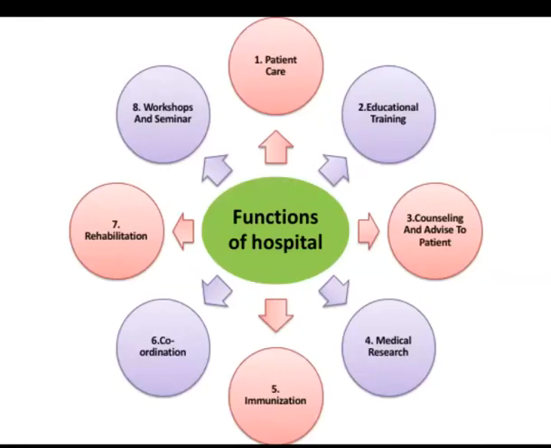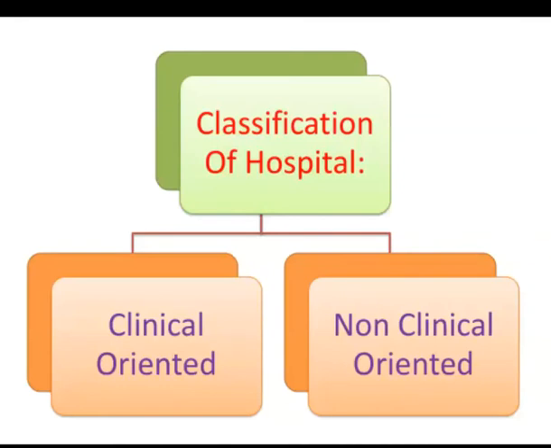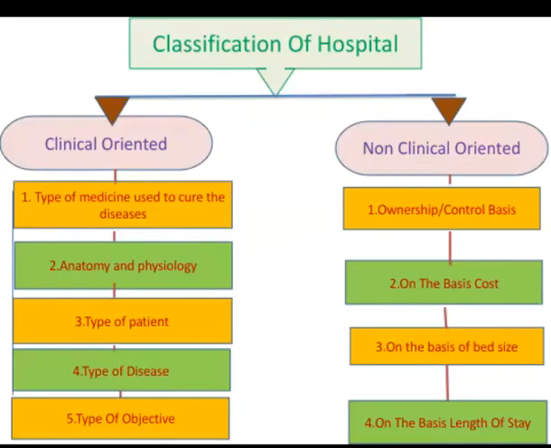Now we will move towards classification of hospital. Basically, hospitals are classified into two different criteria. The first one is clinical oriented and the second one is non-clinical oriented. So we will see one by one. In the clinical oriented hospitals, the hospitals are again subdivided into 5 categories, and under the non-clinical oriented hospitals, the hospitals are again subdivided into 4 subcategories.